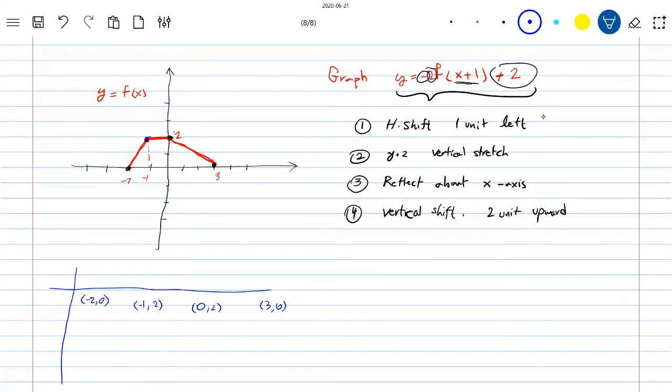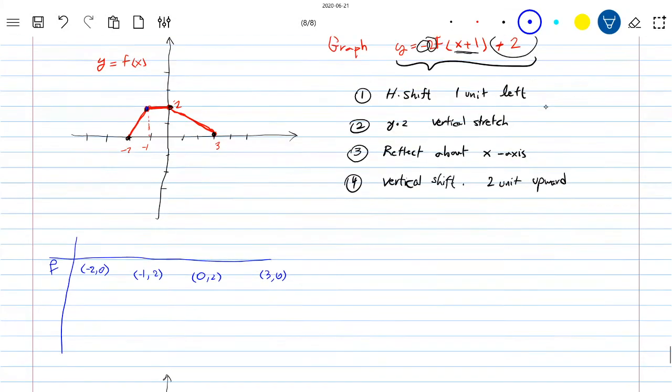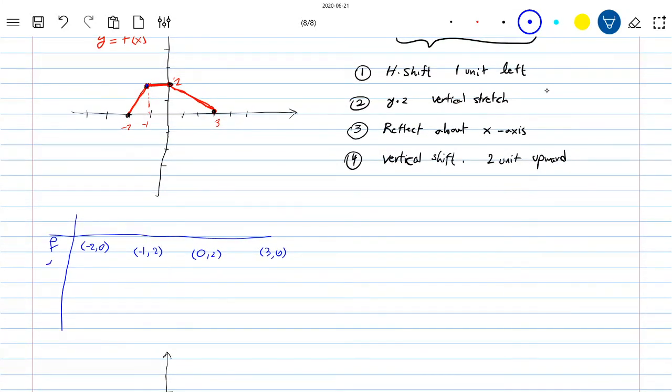What I'm going to do is, starting from the graph F, follow the transformation and see, through the first transformation, what happens to these points. There's a horizontal shift 1 unit to the left. That means all the x's move 1 unit to the left. From -2, you'll get -3. The y value does not change. I have -3 and 0. 0 moves to -1. Again, y values do not change. You're subtracting 1 from every x value.